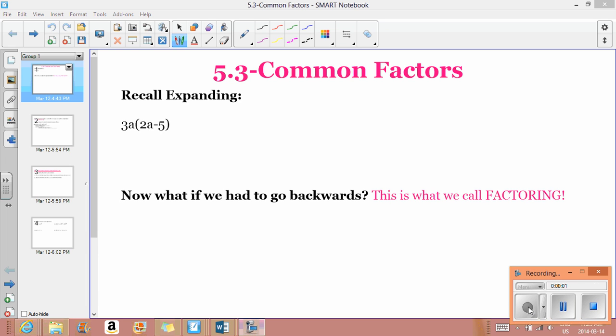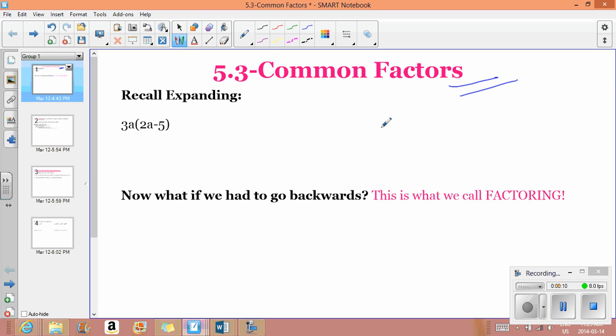It's time now for 5.3, which is common factoring. This is the first type of factoring we'll be doing, and then in the next few lessons we'll be doing different types. But common factoring is always the first type of factoring that you look for.